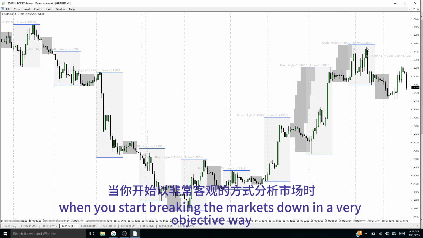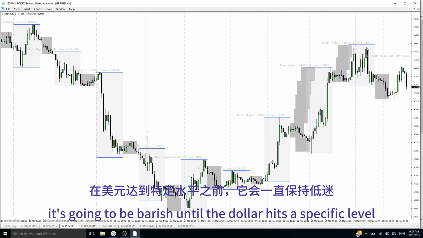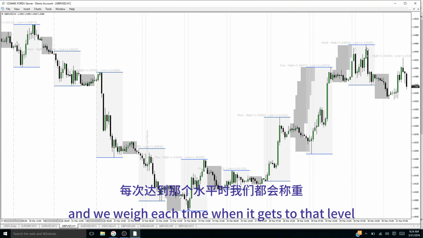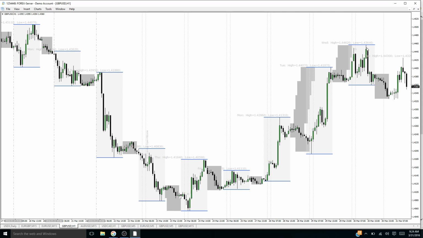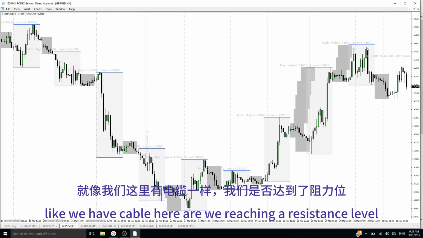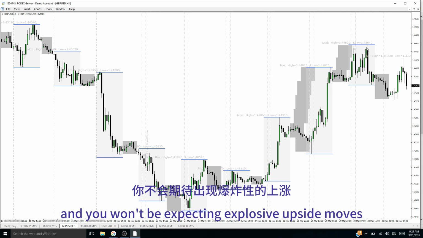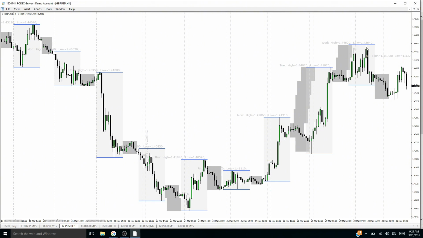See, when you start breaking the markets down in a very objective way like this, the market's bullish based on a bearish dollar. It's going to be bearish until the dollar hits a specific level. And we wait each time when it gets to that level. Are those things unfolding in our pairs, like we have cable here? Are we reaching a resistance level? And start pairing those ideas. And you won't be expecting explosive upside moves when it shouldn't happen.